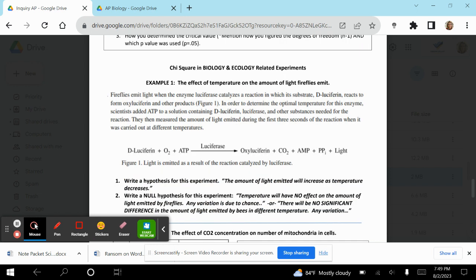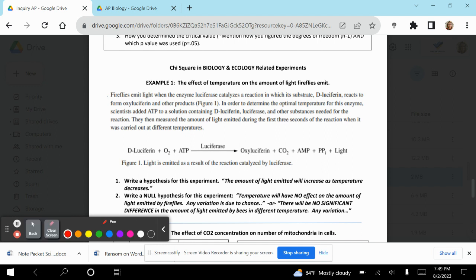Now, I want to show you what a real example related to chi-square is going to look like on their test. You're not going to have any questions about coin flips because this is biology and we are studying living things. So you're going to be given experiments about living things. So for example, here we have fireflies in this example.